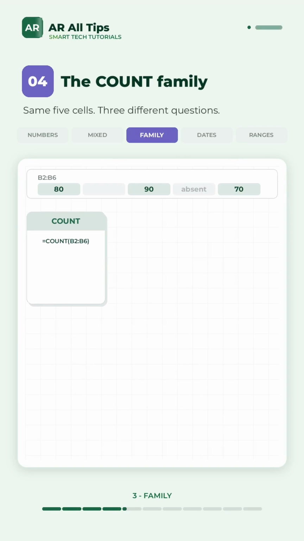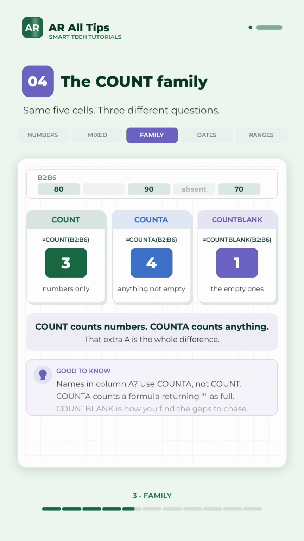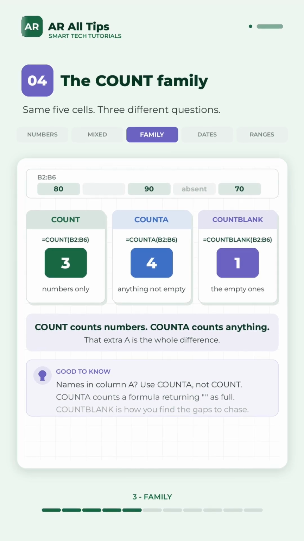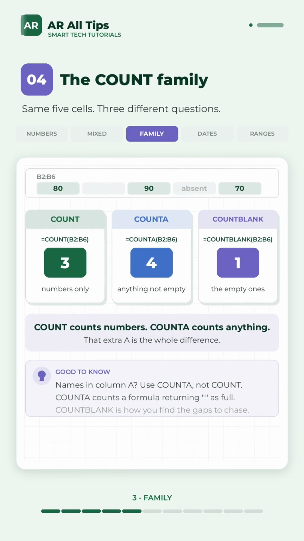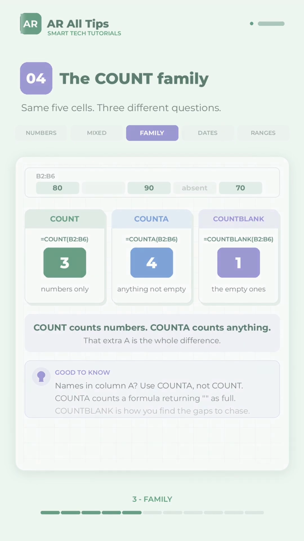Okay, this is the part worth remembering. There are 3 of these, and they answer 3 different questions. COUNT gives you 3, numbers only. COUNTA, with an A on the end, gives you 4. That's anything that isn't empty, so the word absent gets included. And COUNTBLANK gives you 1, the gaps. So if you're counting names or emails or anything made of words, COUNT will always tell you 0. You want COUNTA. That single letter is the whole difference.